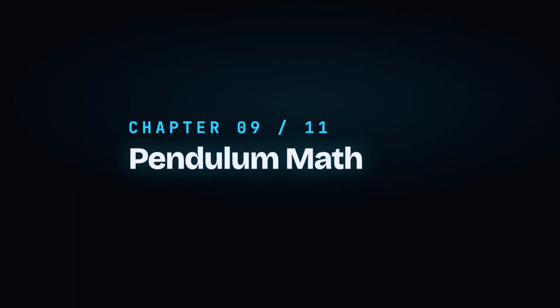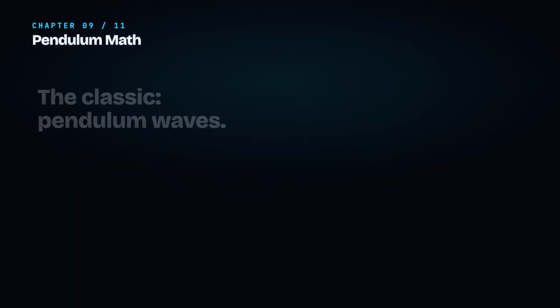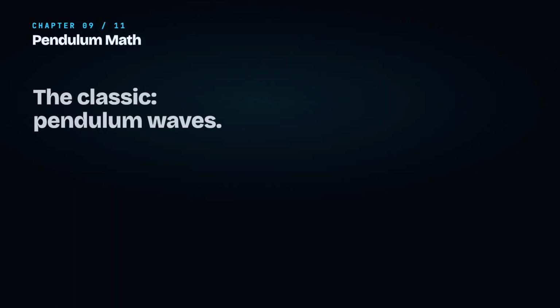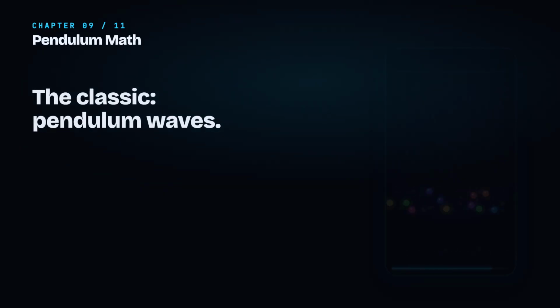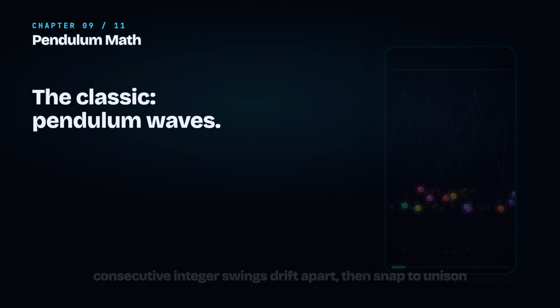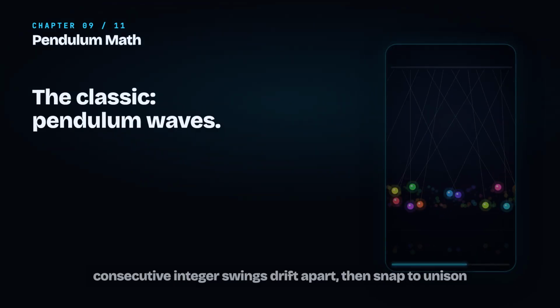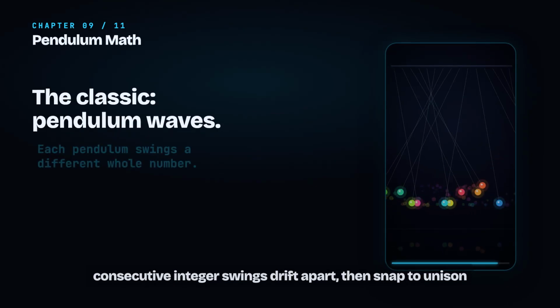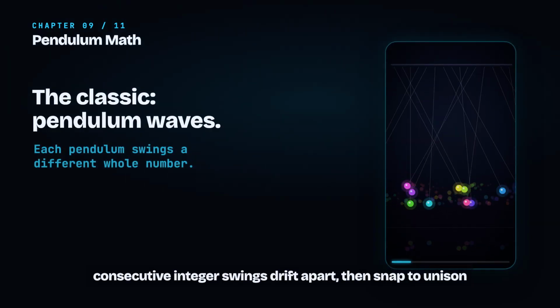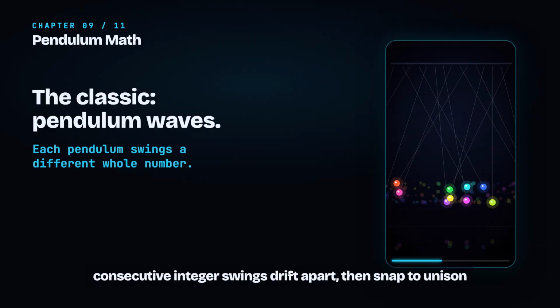The loop stays invisible. Let's put everything together in the most satisfying demo in motion design. The pendulum wave. Line up 15 pendulums in a row. We give the first one 18 full swings per loop, the next 19, the next 20. Each pendulum gets the next consecutive whole number of swings, all the way up to 32.